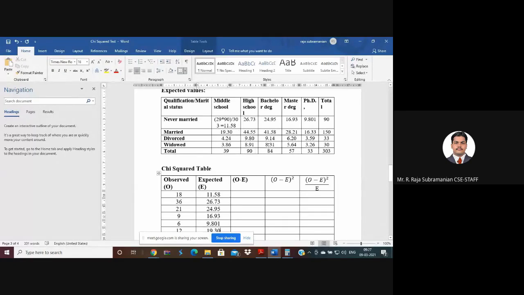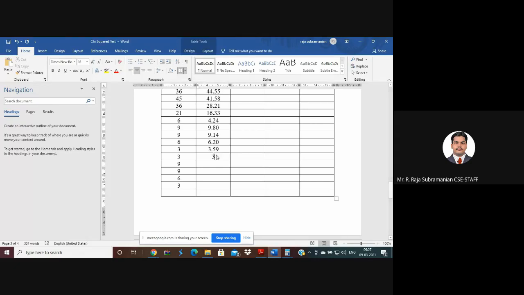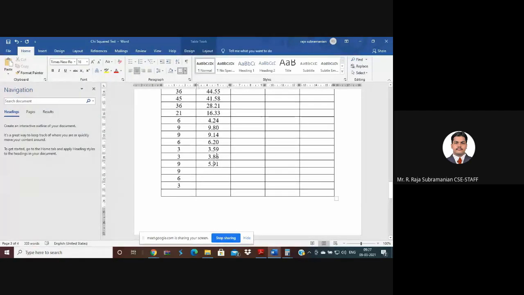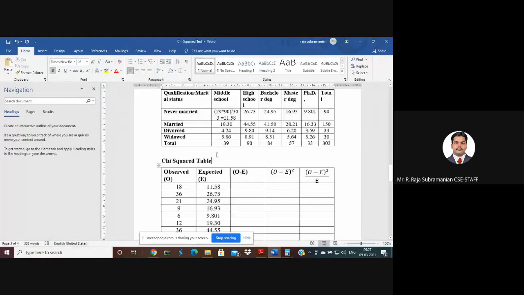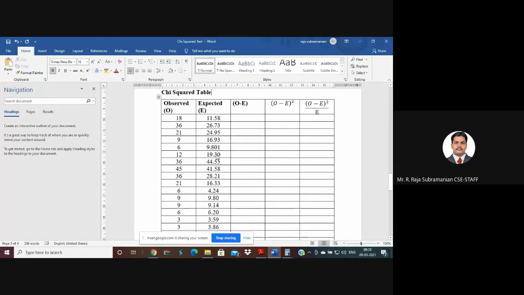3.86, 8.91, 8.31, 5.64. 3.86 next. What is next? 8.91, 8.31, 5.64, and 3.26. Yes, we have written all the observed and expected values.